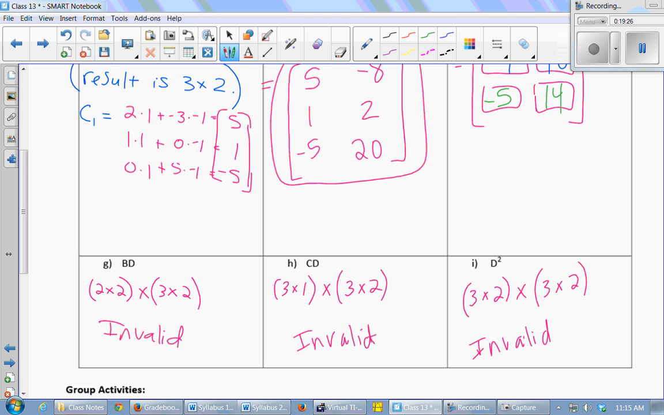So matrix multiplication is pretty limited, right? You can only multiply matrices where the number of columns in the first matrix equals the number of rows in the second.